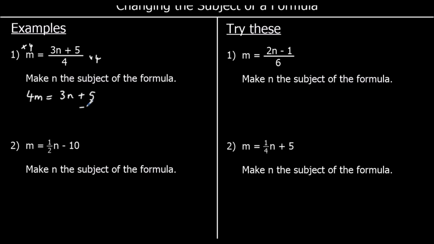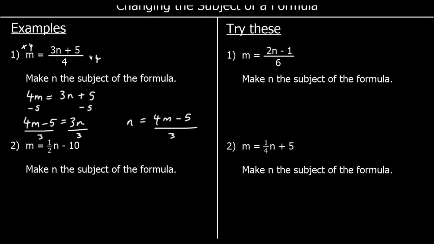I'll then subtract 5 from both sides. So 4m minus 5 equals 3n. And then to get n by itself, divide both sides by 3. So n is 4m minus 5 over 3.